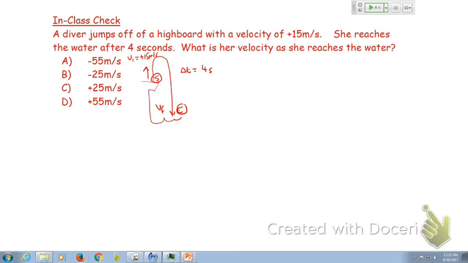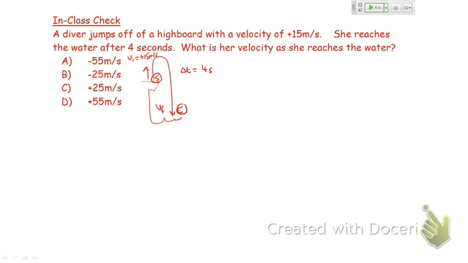So here we go. I did my diagram, my visualization. Now my job is to extract the information that I want. I know VI is equal to plus 15 meters per second. And I know A is equal to minus 10 meters per second squared. I know that VF is what I want. And there's one more thing that I need. And what is that thing?